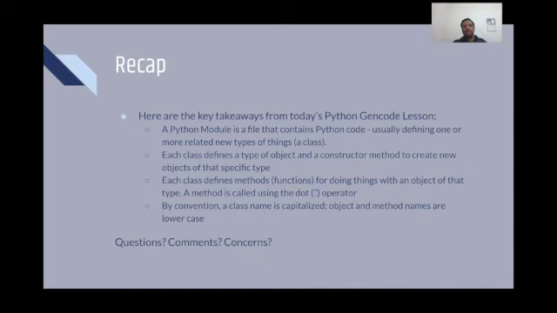Remember, the dot operator is like a command. It tells the object what to do. So whenever you throw the dot operator, you throw in the method afterwards, and it'll tell that object to do this. It's the dot method. Think of it as a command or an order. And by convention, remember, a class name is always capitalized, and the object and the method names are always in lowercase.